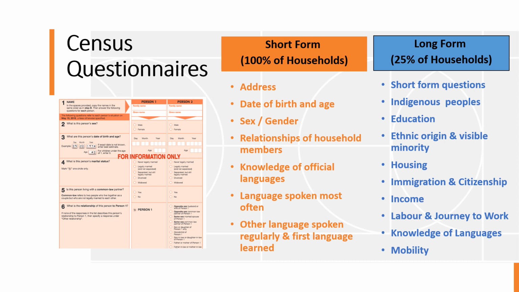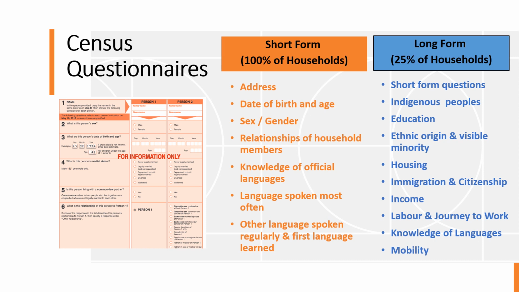The long-form census, however, goes to 25% of the population, or 1 in 4 households receives the long-form questionnaire. The long-form asks the same questions as the short-form, but it also asks more detailed questions about education, housing, immigration, income, labor, how you get to work, knowledge of different kinds of languages, mobility, and more.